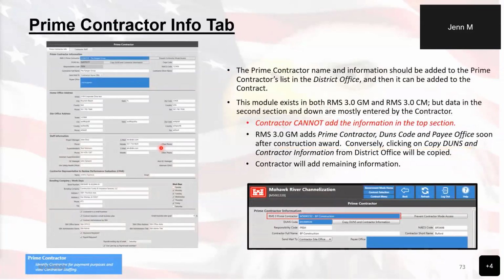The next most important thing is the prime contractor information. That is found in the prime contractor module. Now, this top part of the prime contractor module cannot be entered by the contractor. It must be done by the government. But everything underneath that can all be done by the contractor. Government doesn't have to fill out that information, but the contractor must fill out this top information. So let me zoom in to show you a better view.